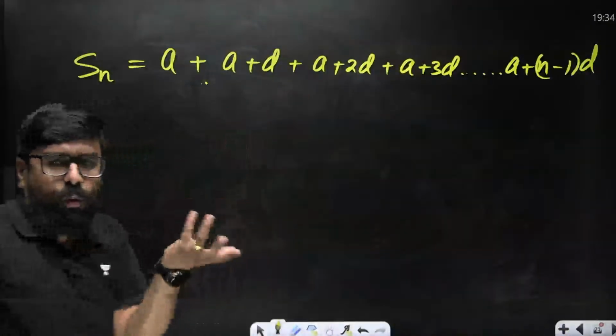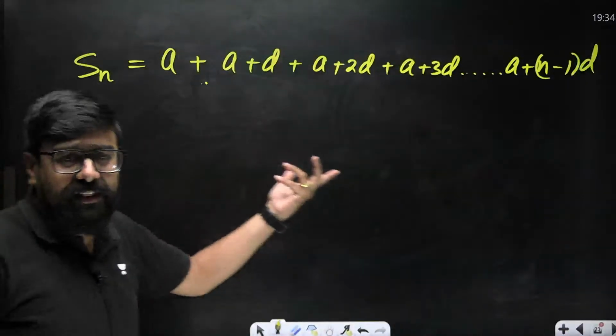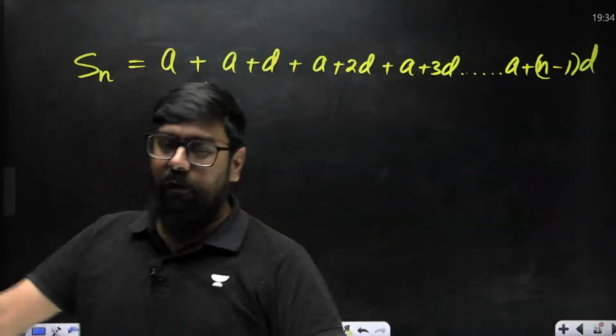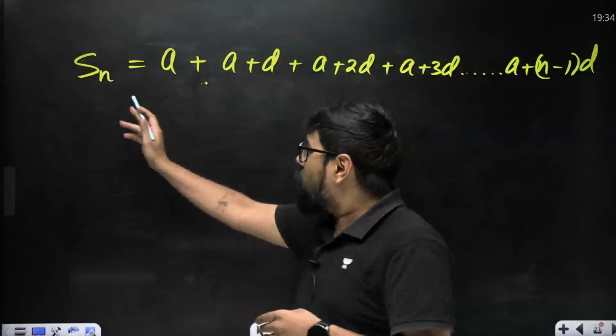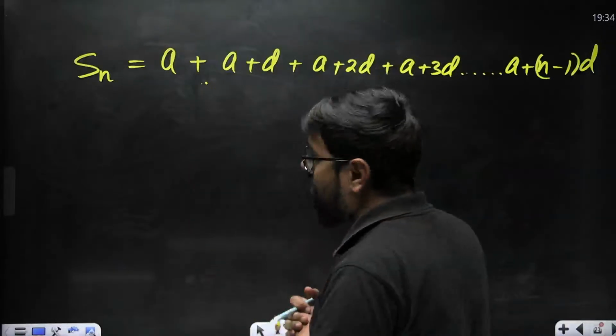N, I don't know what n is. N can be 10, 20, 50, 30. N has to be a natural number, obviously, because the number of terms will be natural only. So the sum of n terms, this is what we have. This is how we are going to write.